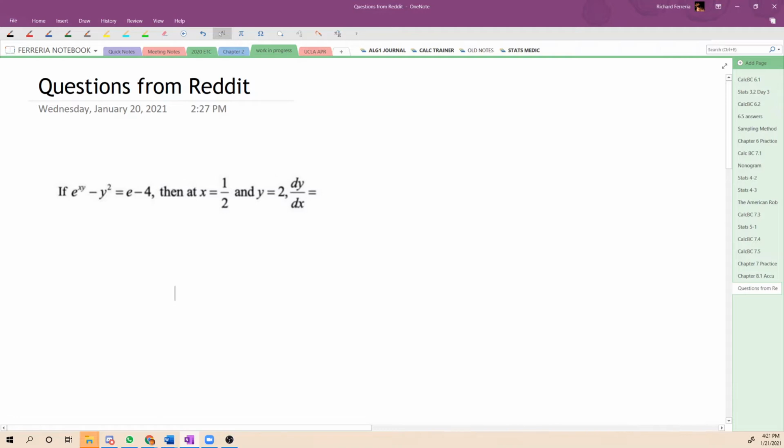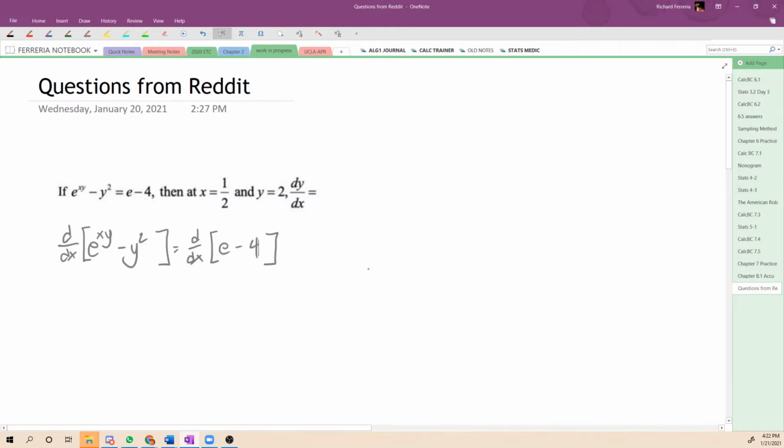So we have this one here. There are 4 of them that we're going to look at, but this first one is: if e to the xy minus y squared equals e minus 4, and x equals 1/2 and y equals 2, then what is dy dx? We want to treat this like the derivative of the left is equal to the derivative of the right.